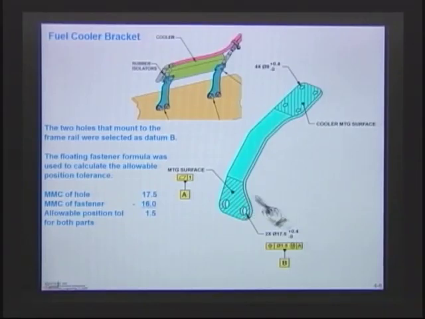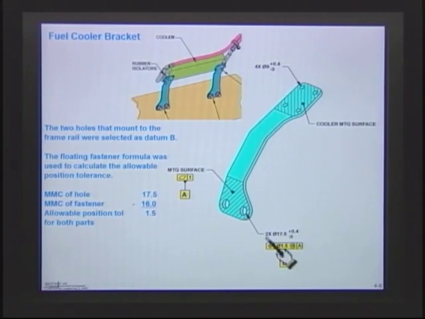So on the drawing here, what I did is I said that those 2 holes were positioned within a diametral zone of 1.5. Now, where I got the 1.5 down here is I did the floating fastener formula. I took the MMC of the hole, and the smallest hole that I have here is a 17.5 hole.